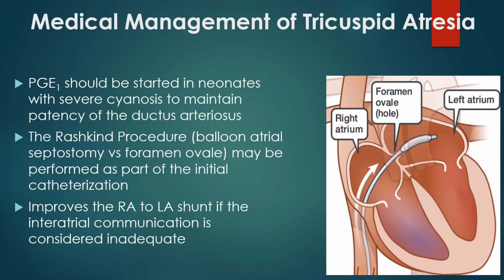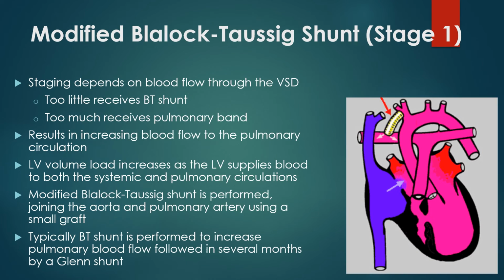It improves the right atrial to left atrial shunt if the intra-atrial communication is considered inadequate, basically. So if the foramen ovale, which is typically open when they're born, is not large enough, you can expand that or even create a separate new ASD. So there are several different ways of managing this along with the Rashkind or the atrial septostomy.